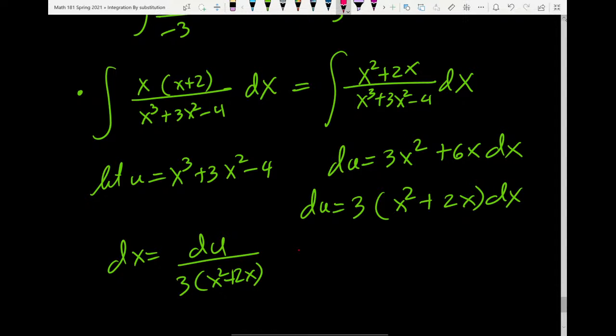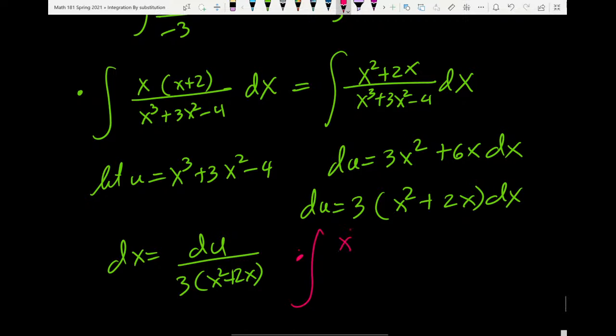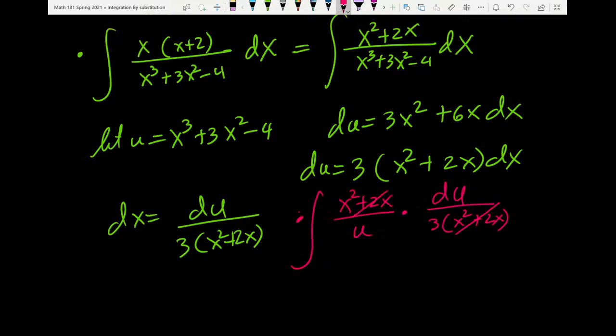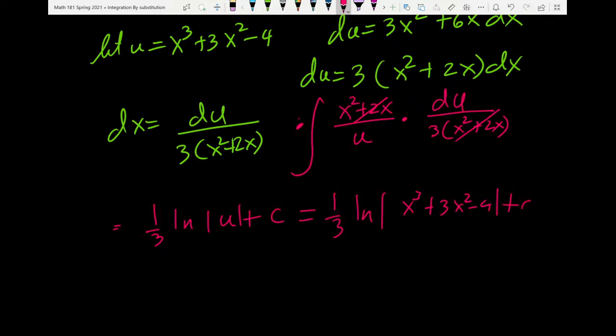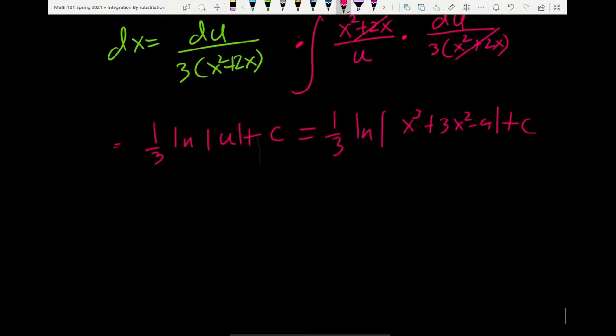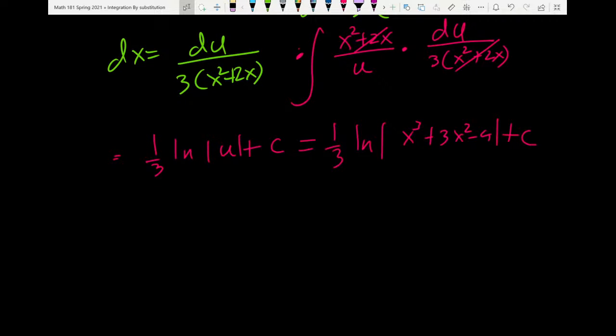Now if I substitute all that information right over here, I get x squared plus 2x over u times du over 3 times x squared plus 2x. This cancels out, and all I have left is 1/3 natural log of absolute value of u plus c. And what is u? Natural log of x cubed plus 3x squared minus 4 plus c. Now, are you going to get this type of easy question on the test? Not quite. I'm going to make the problem a little bit more interesting.